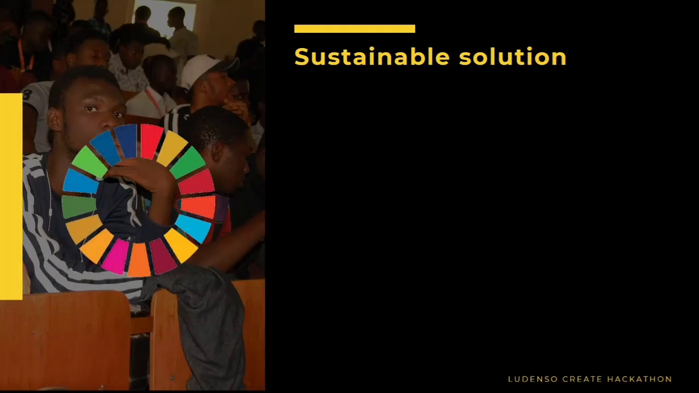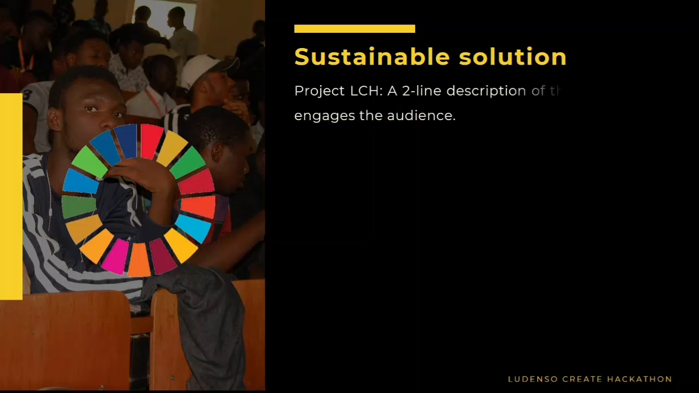Then, what is the solution you've identified for the problem? The sustainable solution that's going to solve that problem. So just briefly describe that solution in like 2 lines, or a little more. Don't start explaining the solution too much here, because there's no way you could explain it as much as you would want to. But just tell us how that solution solves the problem, just briefly.